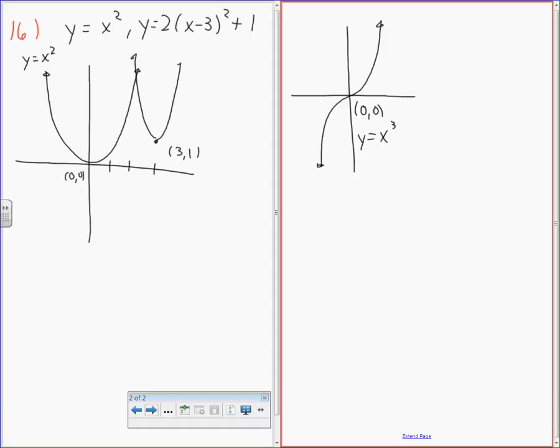So let's say I do y equals, I don't know, (x plus 2) cubed minus 3. Sorry, that's cubed, that should not be squared. Can somebody take an educated guess and tell me what that graph is going to look like?